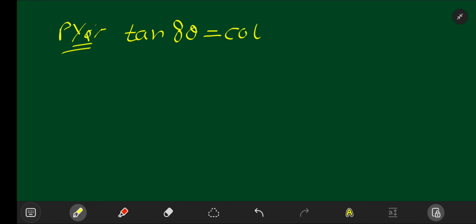Next, PYQ. Tan 8 theta is equal to cot 2 theta. Then find the value of tan 5 theta. Find this value.